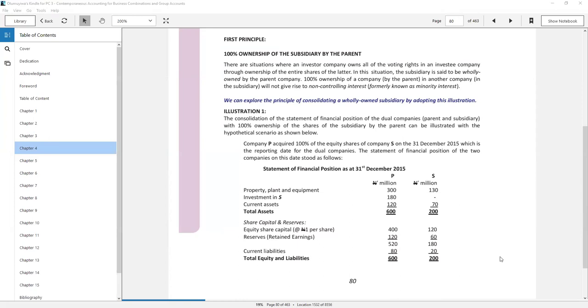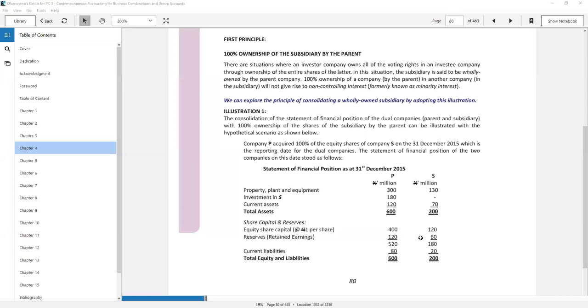The statements of financial position of the two companies on this date stood as follows. Statements of financial position as at 31st December 2015. PPE, property, plant and equipment: parent 300 million, subsidiary 130 million. Investment in S, 180 under parent. Current assets, 120 under parent, subsidiary 70. Total assets, under parent 600, subsidiary 200. Share capital and reserve, equity share capital at 1 naira per share, 400 under parent, 120 under S. Reserve, retained earnings, 120 under parent, 60 under S. Total, 520, 180. Current liabilities, 80 under parent, under S, 20. Total equity and liability, 600 under parent, 200 under S.